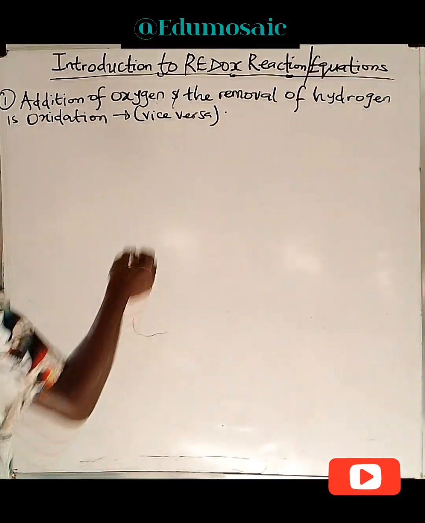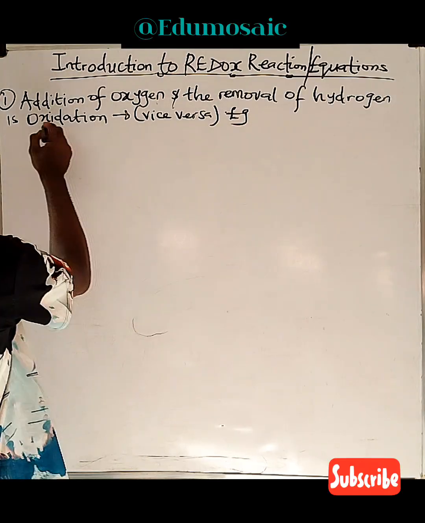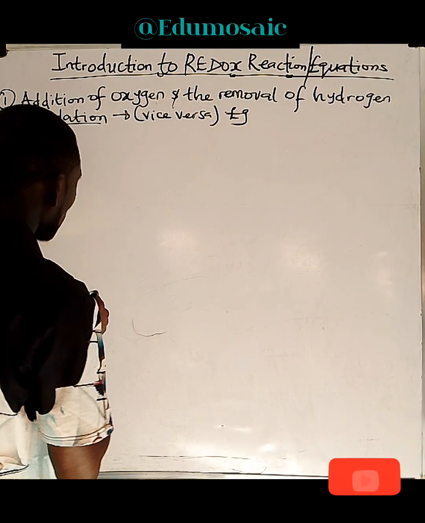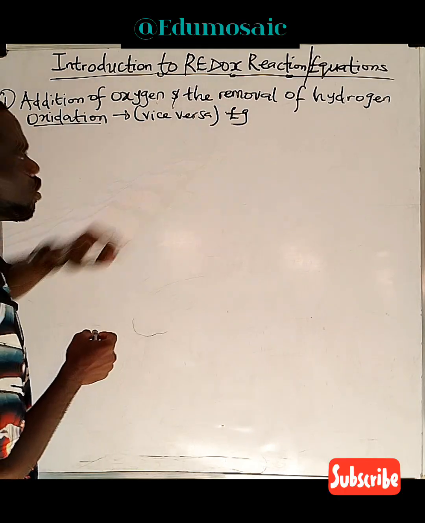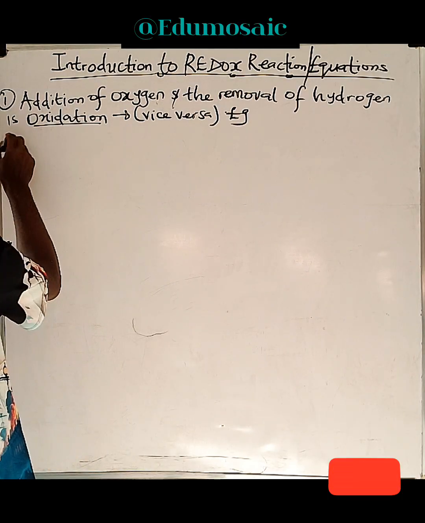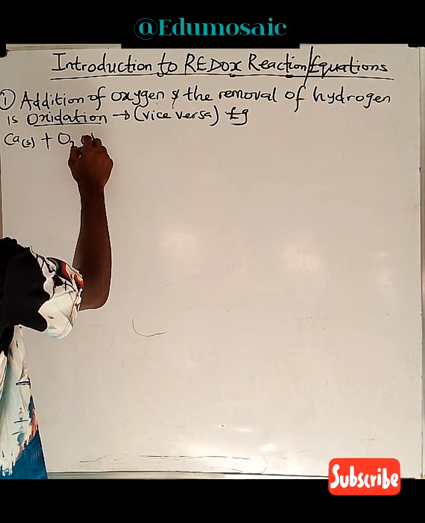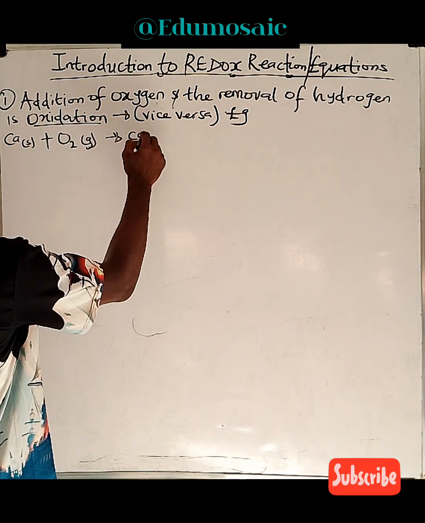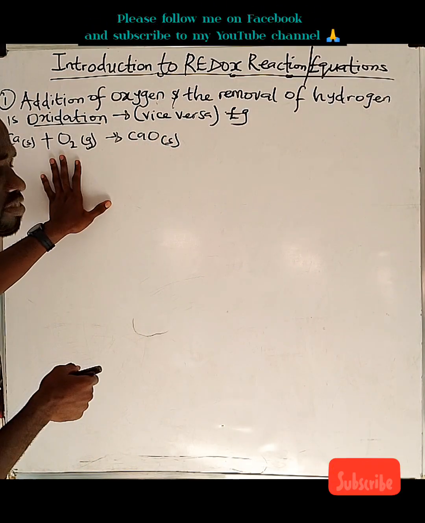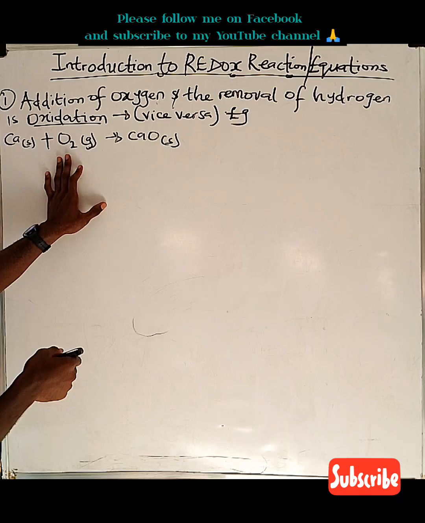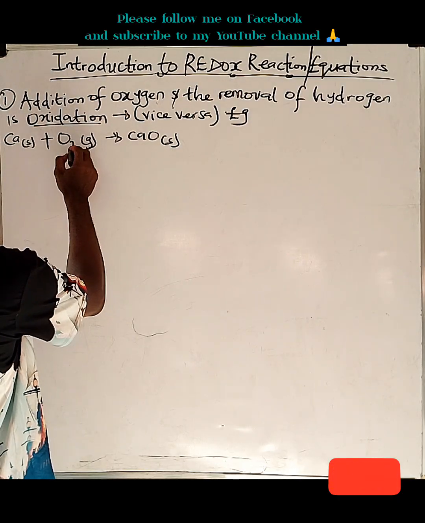So let's look at an example like this. Don't forget the addition of oxygen and the removal of hydrogen is what we call oxidation, while the removal of oxygen and the addition of hydrogen is what we call reduction. So let's look at this. Let's say we have calcium, which is a solid, plus oxygen, which is a gas. When they both combine together, we have calcium oxide, which is another solid. Now we're going to balance this very equation first. Calcium plus oxygen is equal to calcium oxide. So what do we have? You're going to add to these two atoms of oxygen.